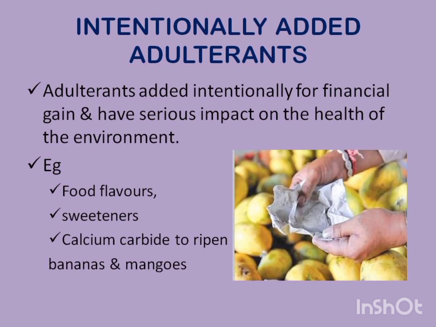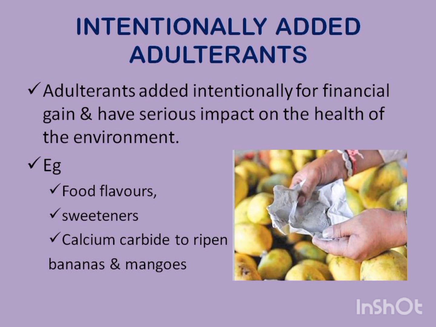And the last type is intentionally added adulterants. This is a very serious type of adulterant because in this process, people add the adulterants to the food material intentionally. They do it for financial gain, but the impact on our health is really huge. Everyone will be affected by these intentionally added adulterants. The example we can say is food flavors. In food, they add some colors and some sweetness, right? Those are the best examples of intentionally added adulterants.